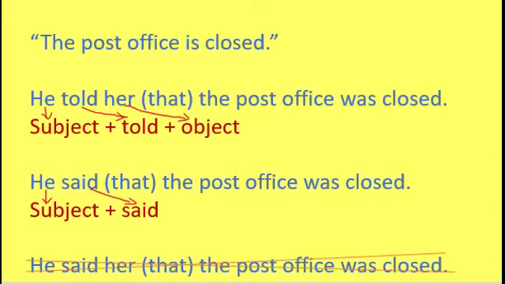To use say, start with the subject pronoun, then use the past simple of say, which is said. He said that the post office was closed. Again, you can omit the word that without changing the meaning of the sentence.